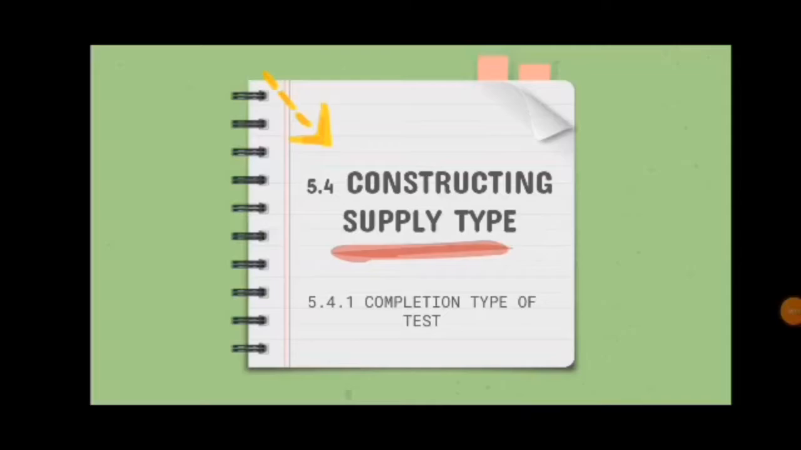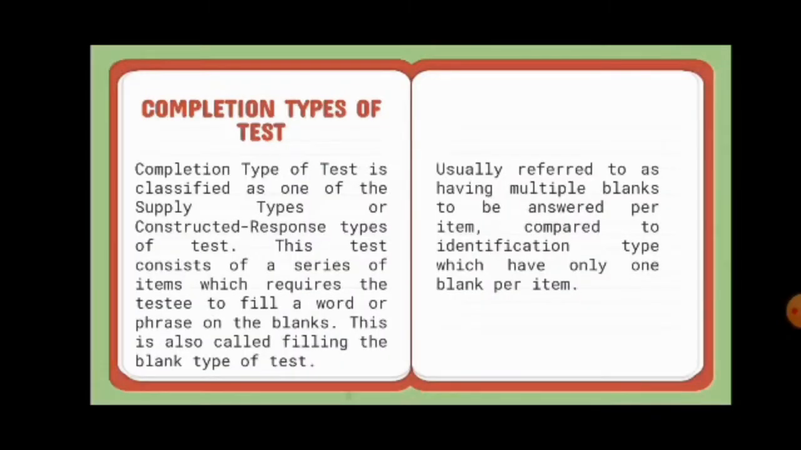Completion type of test. So what is a completion type of test? A completion type of test is classified as one of the supply types or constructed response types of test. This test consists of a series of items in which the testee will fill in a word or words in the blanks. This is called a fill in the blank type test, usually referred to as having multiple blanks to be answered per item, compared to the identification type, which has only one blank per item.